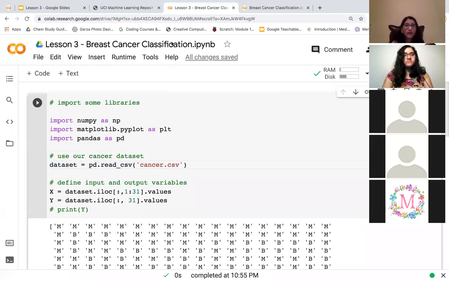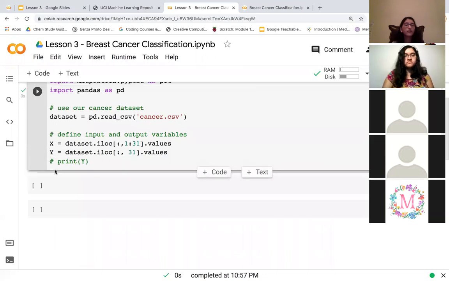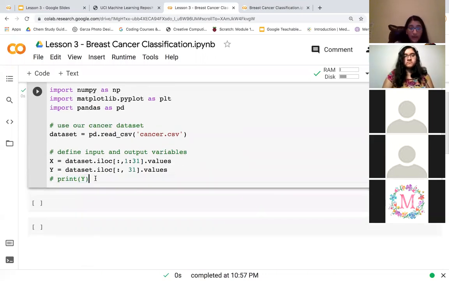All right, it doesn't seem like there are any other problems. Again, you just press this play button for running. Right now there won't be any output because I just commented out that print, so it's more organized and I don't see a bunch of random M's and B's in the middle of my code.